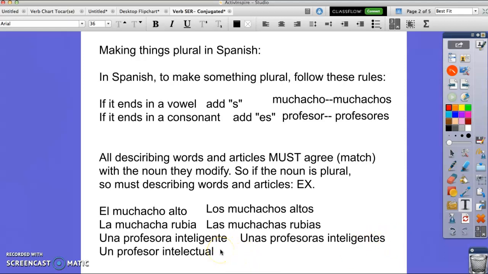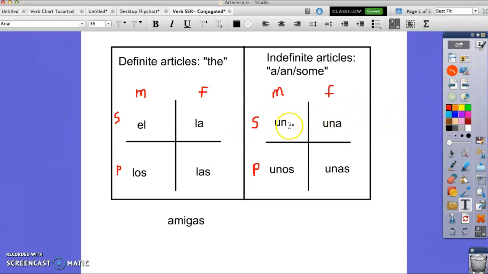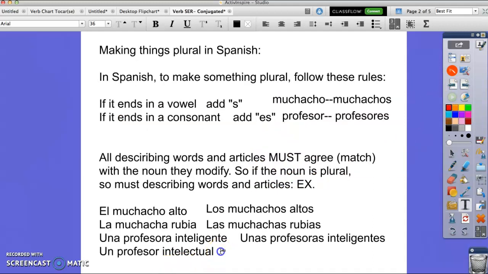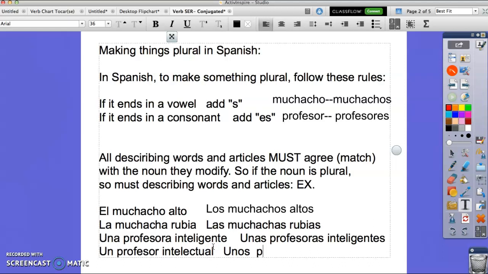Okay, all right, and the last one. I'm going to throw kind of a wrench in the process again, okay? We have the word un. Now, it ends in a consonant, so you'd think you'd add ES. But again, articles don't always follow the rules. So un, what does it become in the plural form? Unos. Okay, so articles, like I said, are kind of the ones that don't follow the plural rules. All right, so here we go. Un becomes unos.